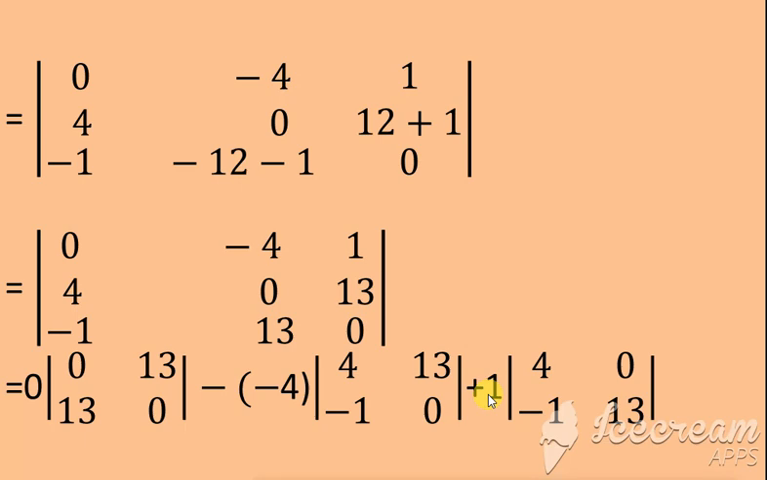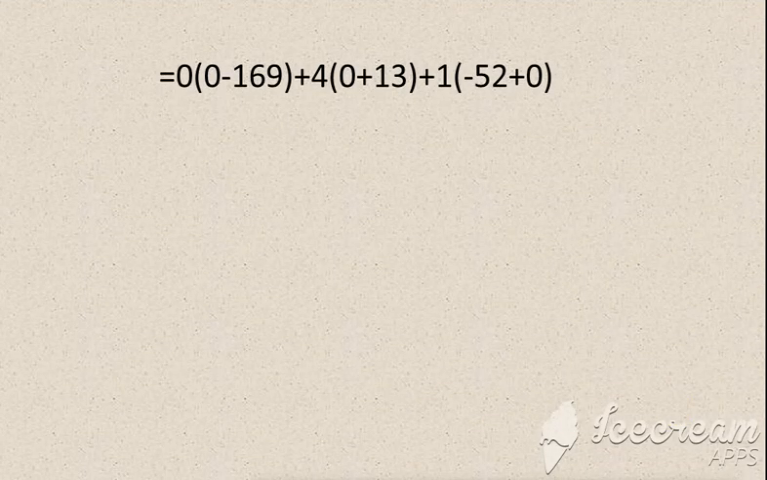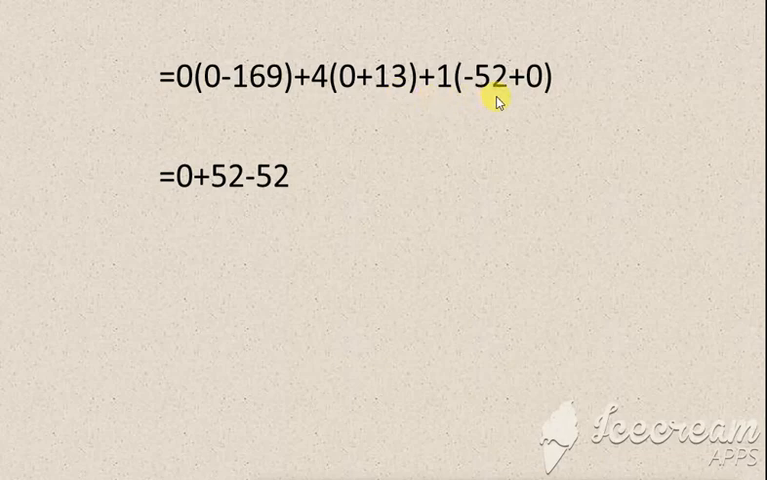Next plus 1, so 4 into -13 will get -52, minus 1 into 0 plus 0. So the remaining terms I wrote here: 0 into -169, 4 into 13, 1 into -52. Next, 0 into anything is 0, 4 into 13 is 52, 1 into -52 is -52, so the answer is 0.